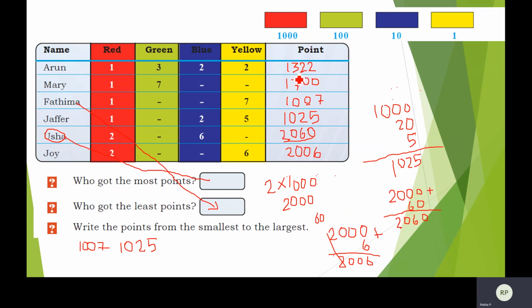Now these two are remaining. How will you find out from these two which is the largest one? Smallest one, we have to arrange from smallest to largest. In the hundreds place, which is having the lesser place value? Here the place value is 3, here the place value is 7. Which is the lesser one here? This one, 1300. 3 is the smaller one. Okay, so it is 1322, and then the next one is 1700.